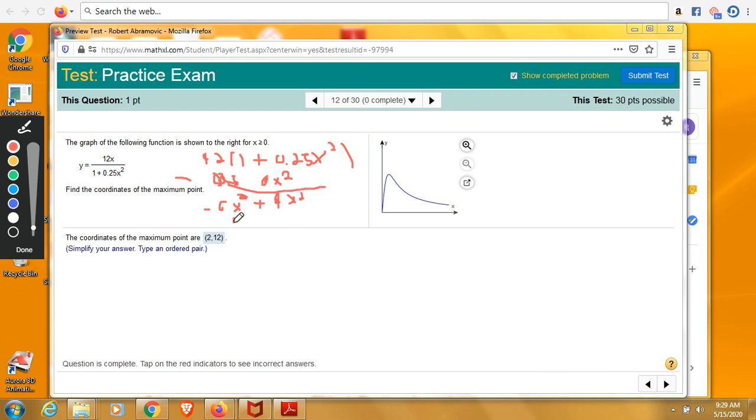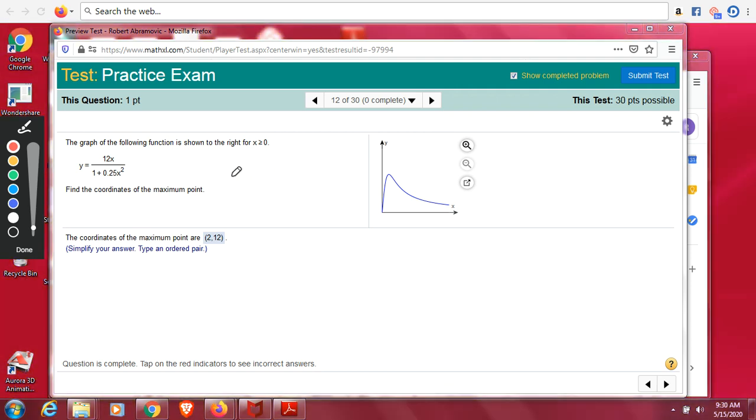So it is 12. Well, it's 12 minus 3x squared. Or if we factor out a 3 times 4 minus x squared. So the critical numbers are actually positive 2 and negative 2.